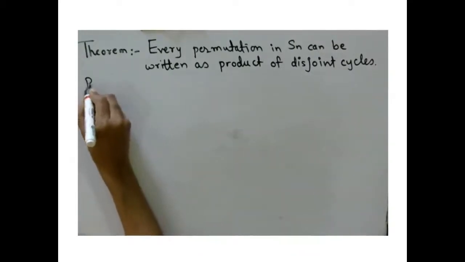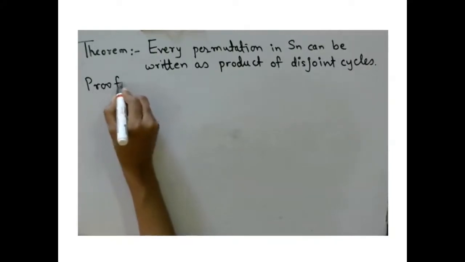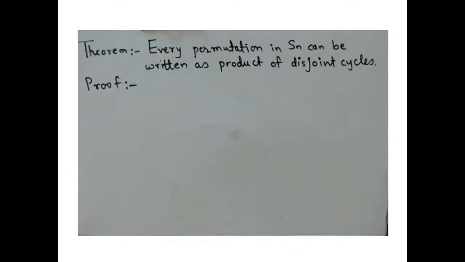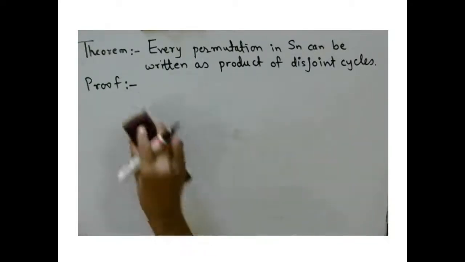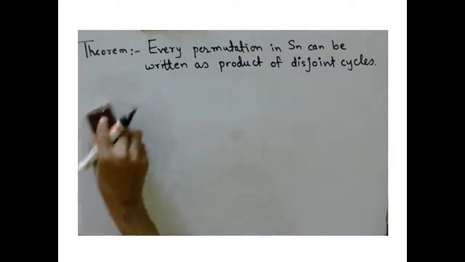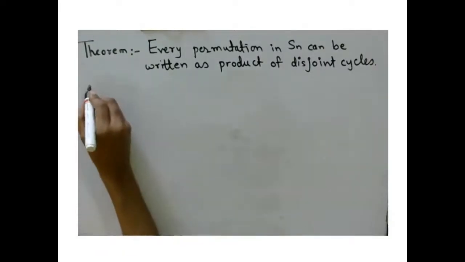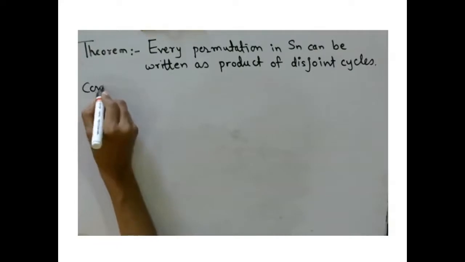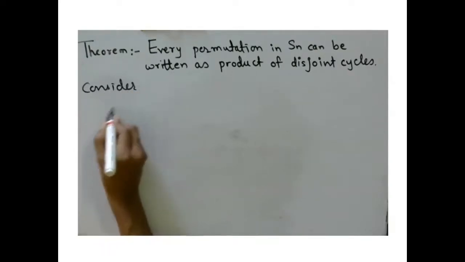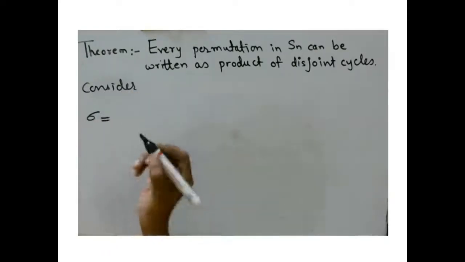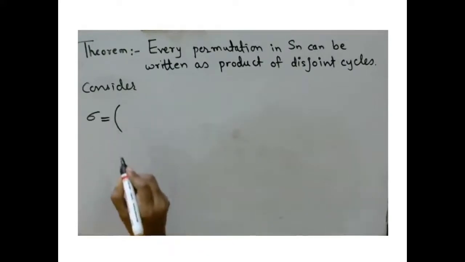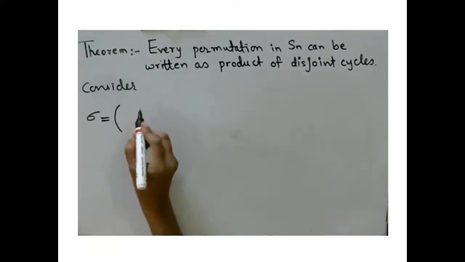We have already seen this through examples. So before writing the proof, let me explain the proof with the help of one example only. So we will consider a permutation sigma in S9. That is, it is a permutation on the numbers 1, 2, 3, 4, 5, 6, 7, 8, 9.